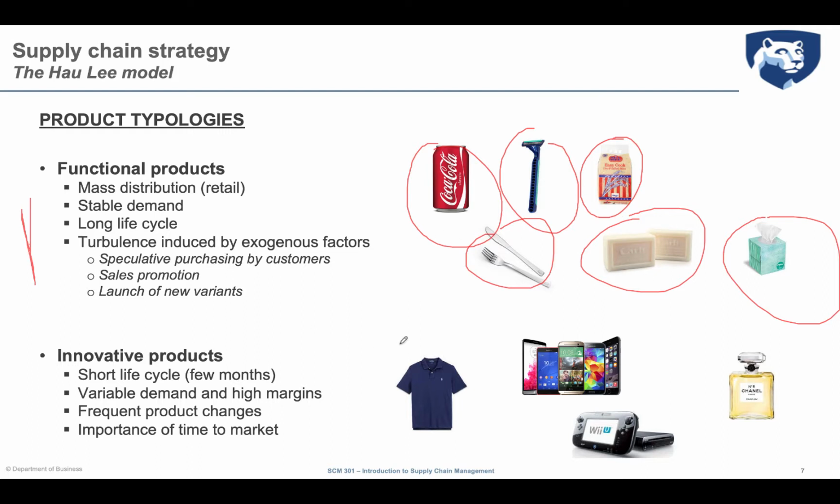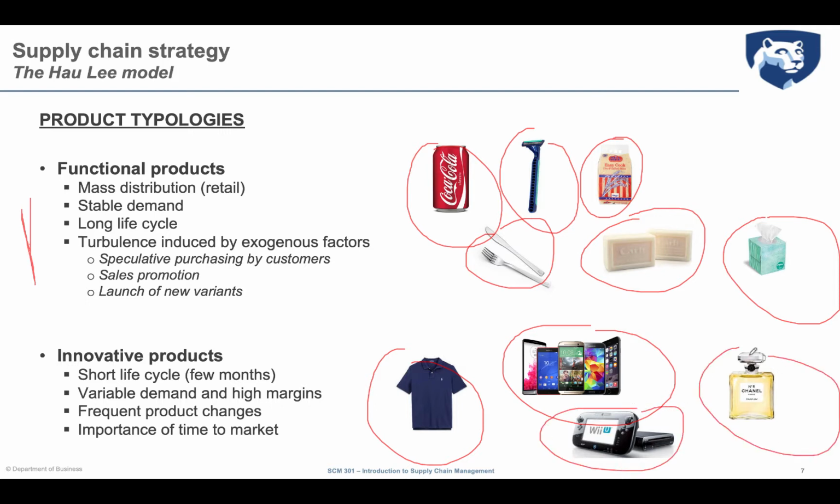Compare instead an example of clothing, like t-shirts, polos, or advanced or luxury clothes, or phones, electronics, video games, perfume. So everything that is more subject to innovation, customization and market requests. All of this is innovative.